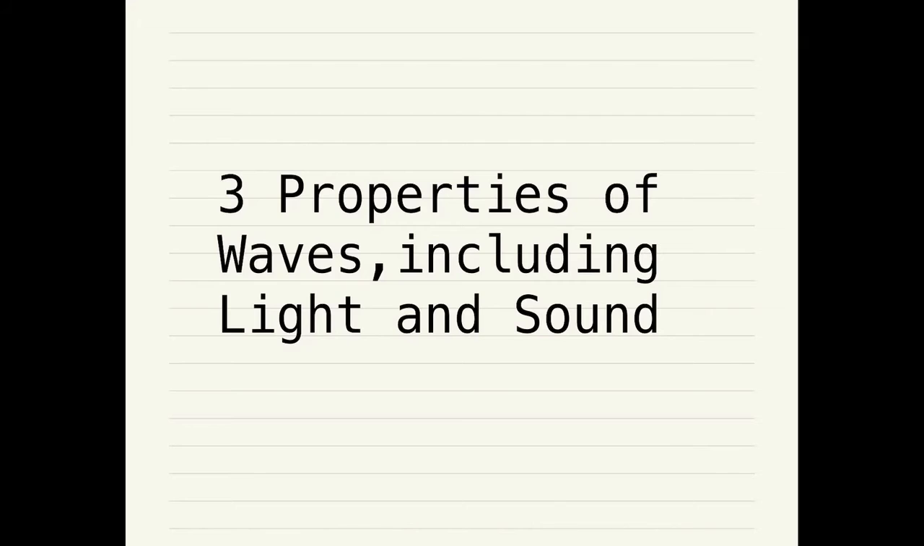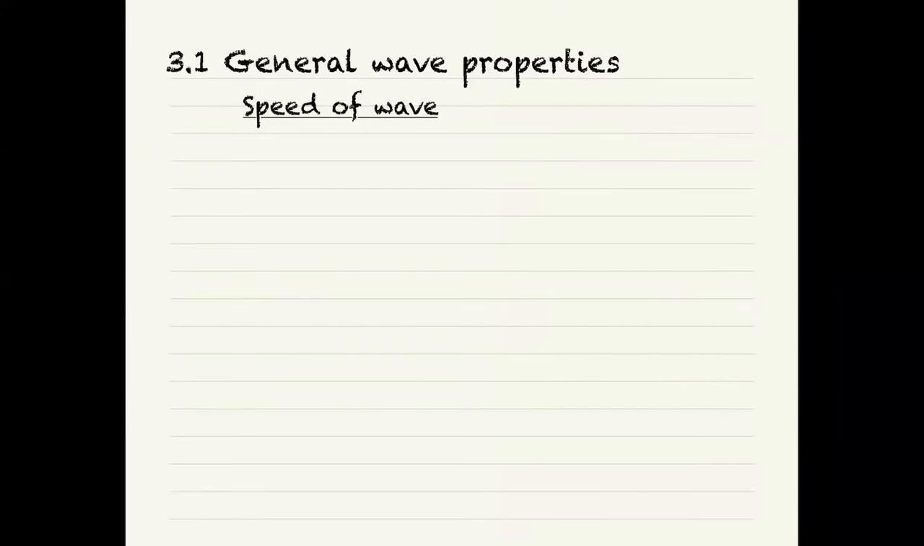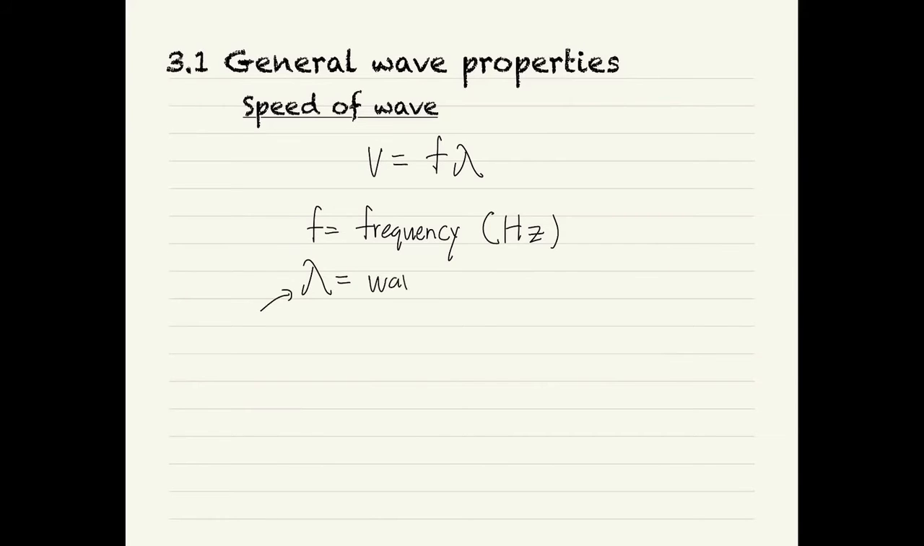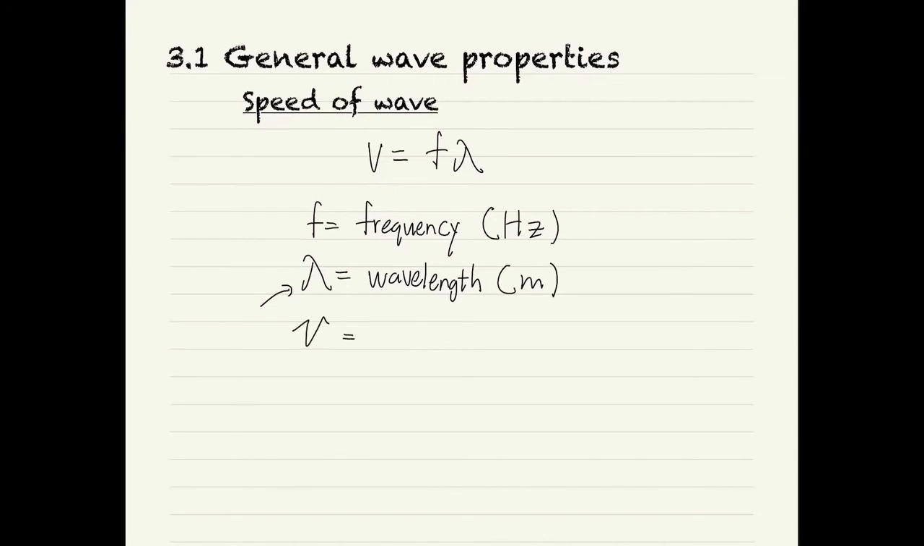We will go through the required formulas in section 3, properties of waves including light and sound. The first formula that we want to look at is v equals f lambda. f is frequency, unit is Hertz. This symbol is called lambda. Lambda is wavelength. The unit is meter. v is speed of wave with unit meter per second.